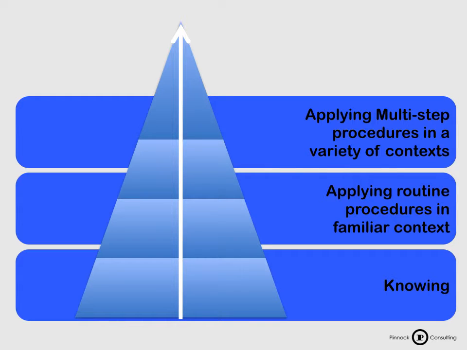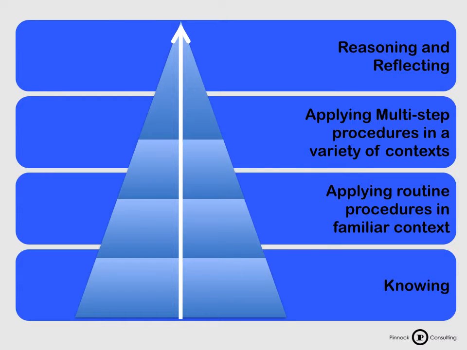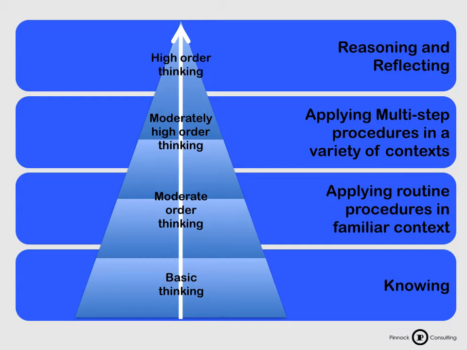This might be being able to use inflation rates and investigate an estimated value, or possibly deciding on the most appropriate graph that they can use in a particular situation. The highest order would then be reasoning and reflecting, where learners are expected to provide their own opinion on something, or make their own decision, or draw their own conclusions. So you can see maths literacy has basic thinking, moderate order thinking, moderately high order thinking, and then your highest order thinking.